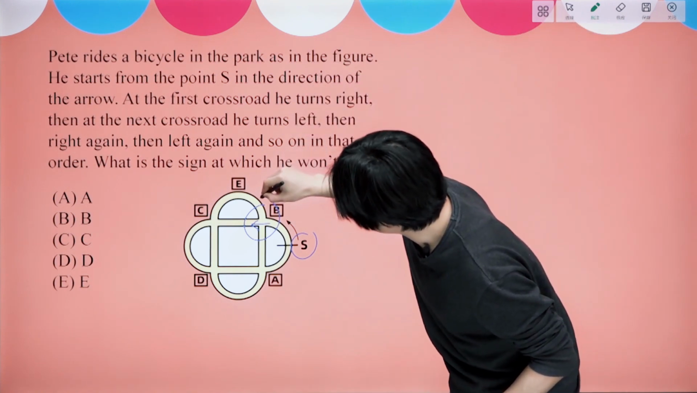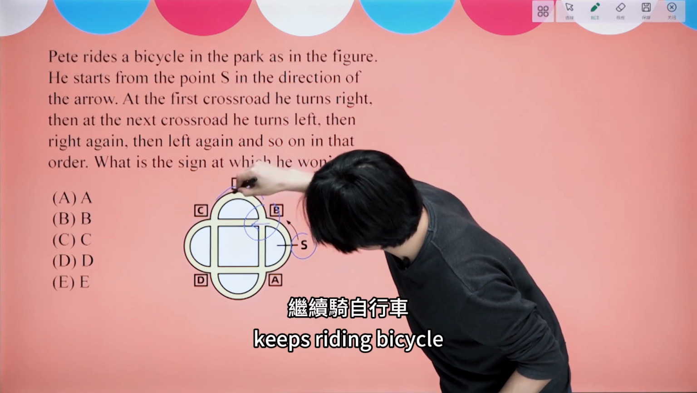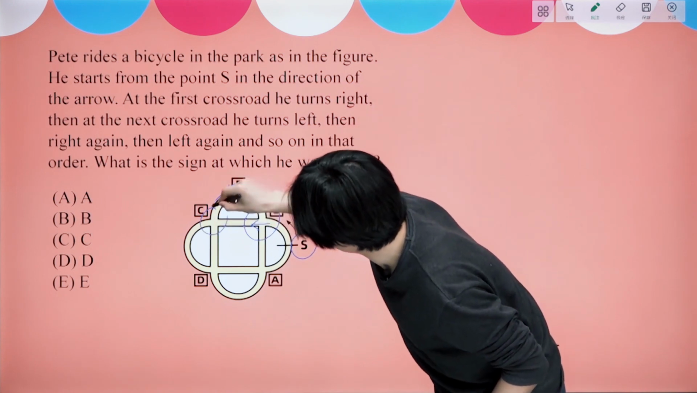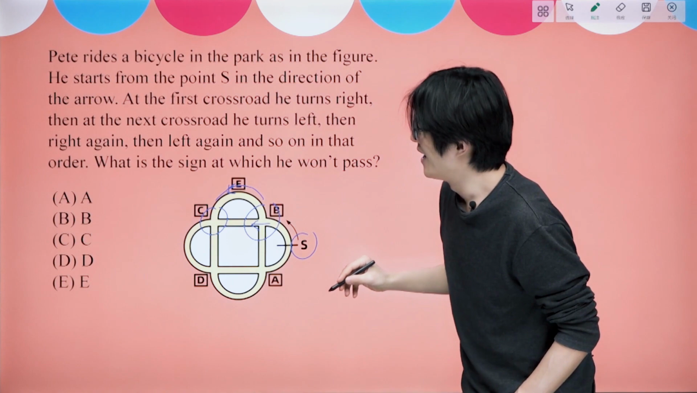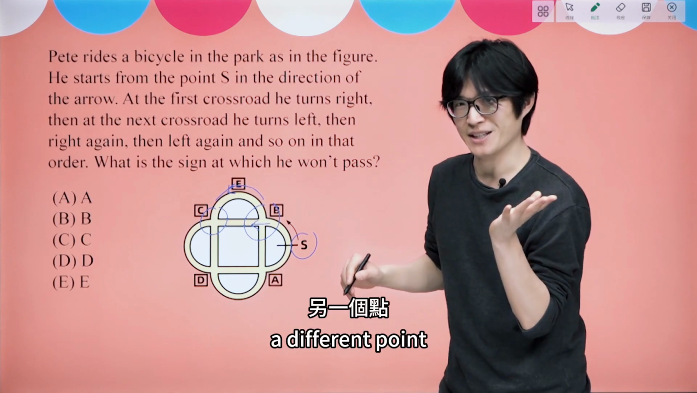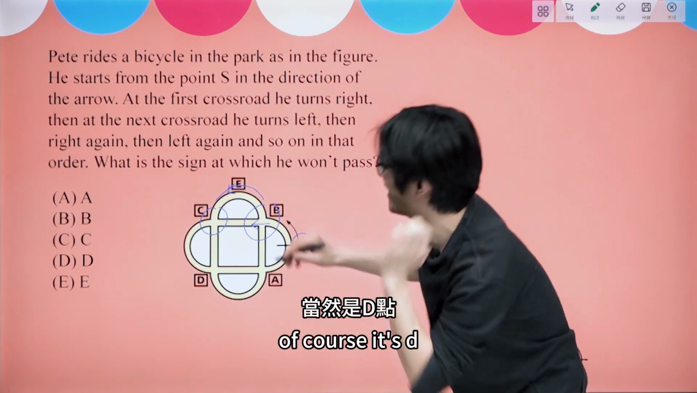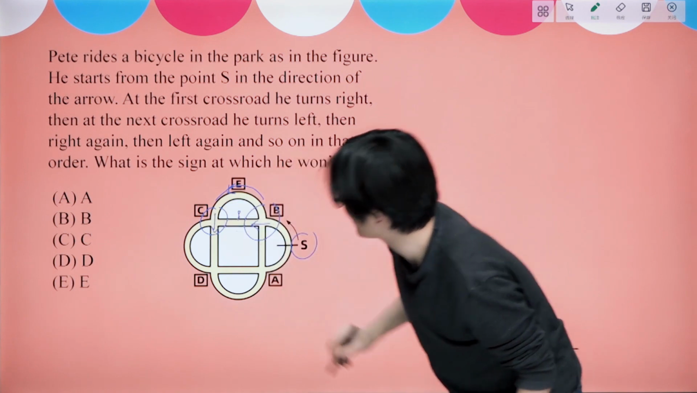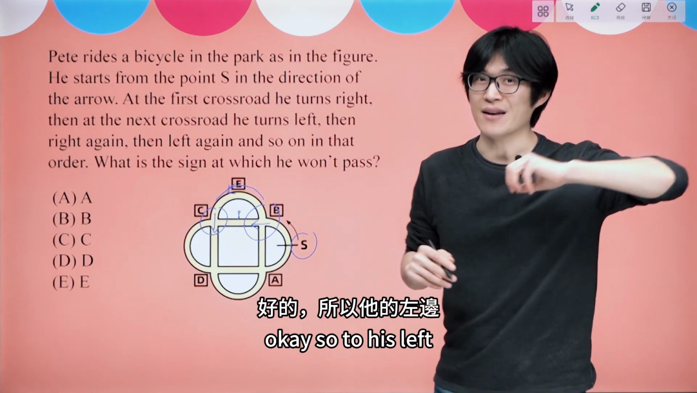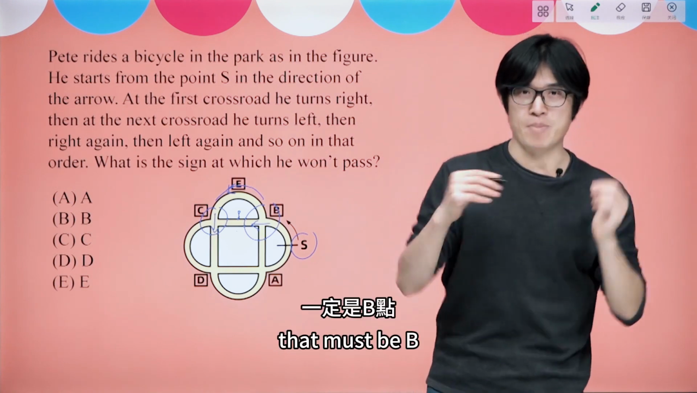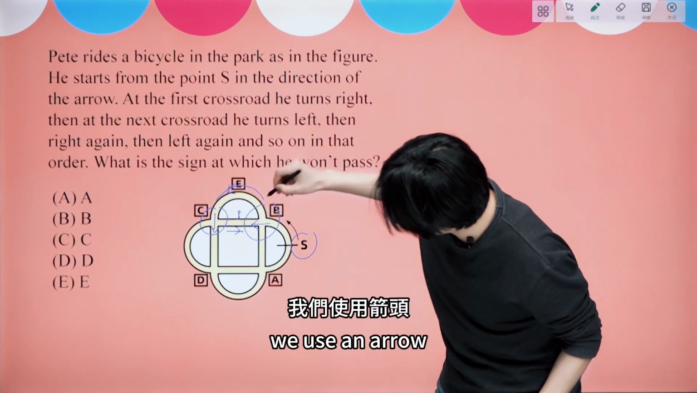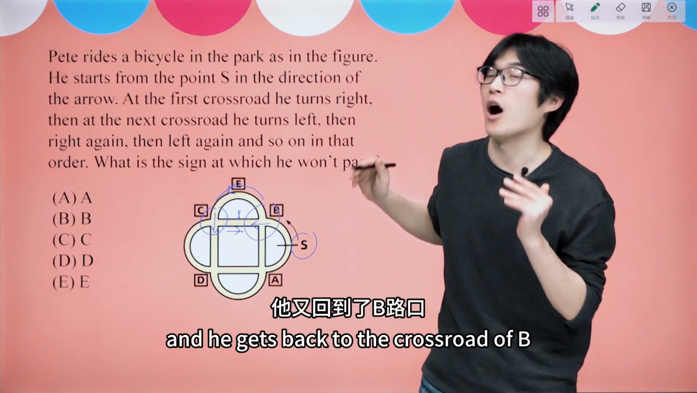So here we go. Keeps riding bicycle and then gets to another crossroad. That's C, okay? And now he's facing to D or a different point? Of course, it's D. So he's facing at D, okay? So to his left, that must be B. So he keeps riding his bicycle. We use an arrow, and he gets back to the crossroad of B.